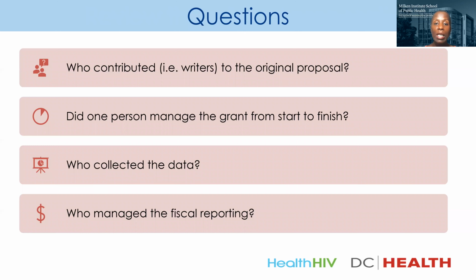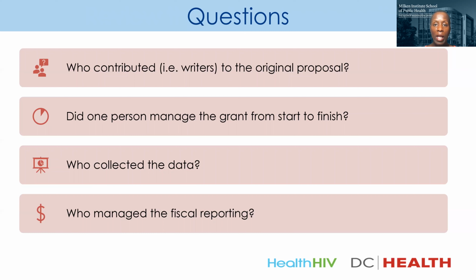so that we can discuss all of these items and really get a handle of how we want our story to be portrayed in our narrative. Who collected the data? Did we have an external evaluator, or did we have someone in-house collect the data on a regular basis? Did we have that individual monitoring the data as well as collecting the data? Who collected it? And then who managed the fiscal reporting?